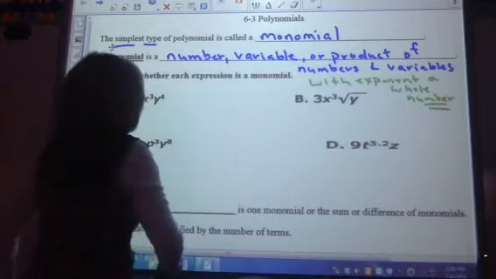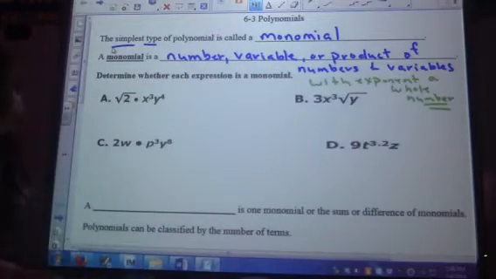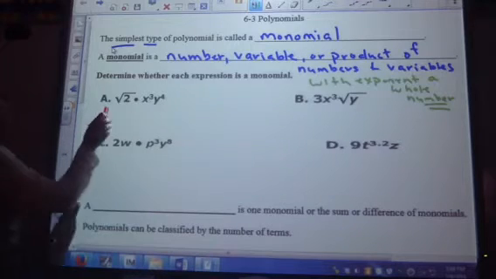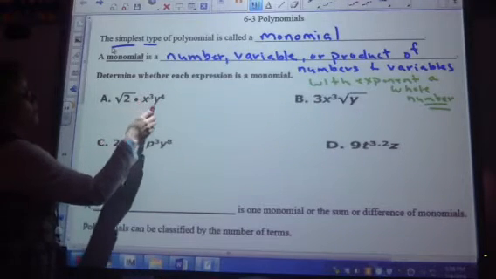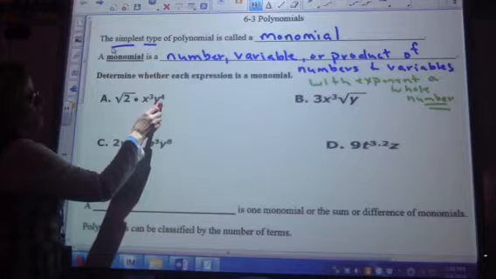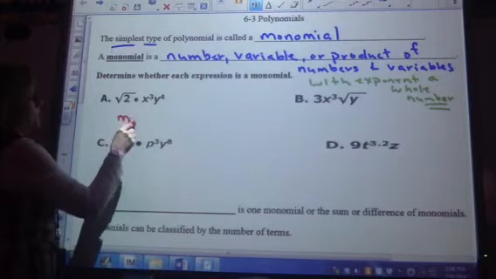So let's identify some of these. Okay, so is this a monomial? Okay, well it's got a number, it's got variables, and the exponents are whole numbers. So this is a monomial.